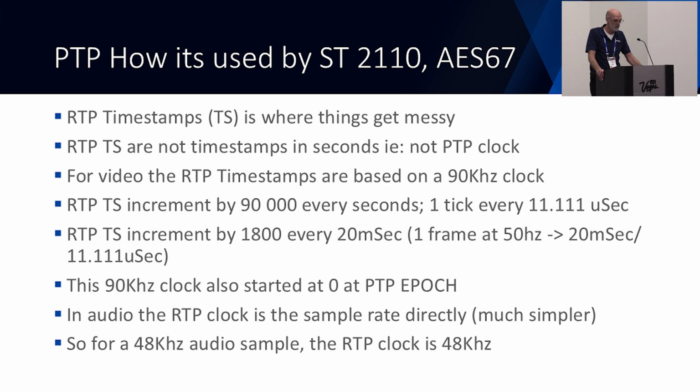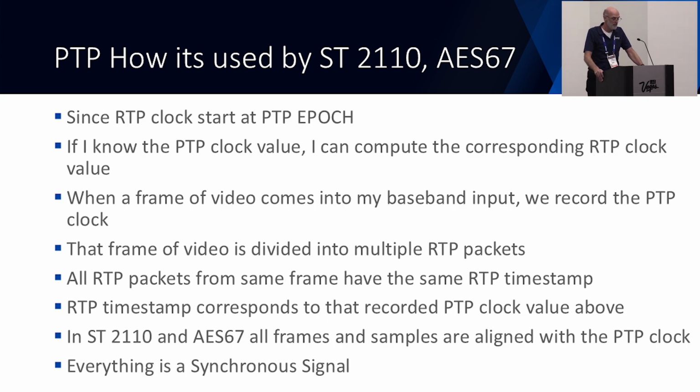It's the same for audio, and it's the same for AS67, except audio uses a 48 kilohertz clock for a 48 kilohertz signal. If you have a 96 kilohertz signal, it's a little simpler. At least it's related, as opposed to 90 versus video. All right. Since the RTP clock starts at epoch, if I know the PTP clock value, I can figure out the RTP clock value.